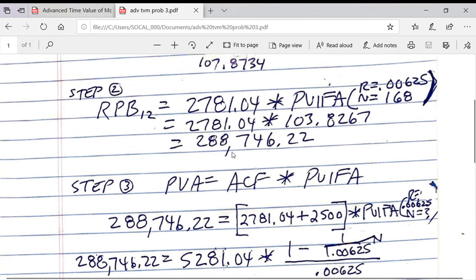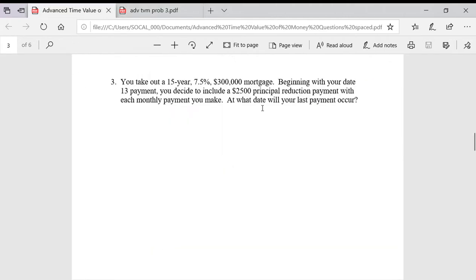So at date 13 we start making our additional payments. One period prior to date 13 is date 12, so if we start making our regular payments with the additional $2,500 at date 13, then when we use annuity formula 4, as we see here in step 3, that will give us the value one period prior to date 13, which is date 12. So everything will match up perfectly. Again, remember, beginning with our date 13 payment, we want to include the $2,500 extra amount.